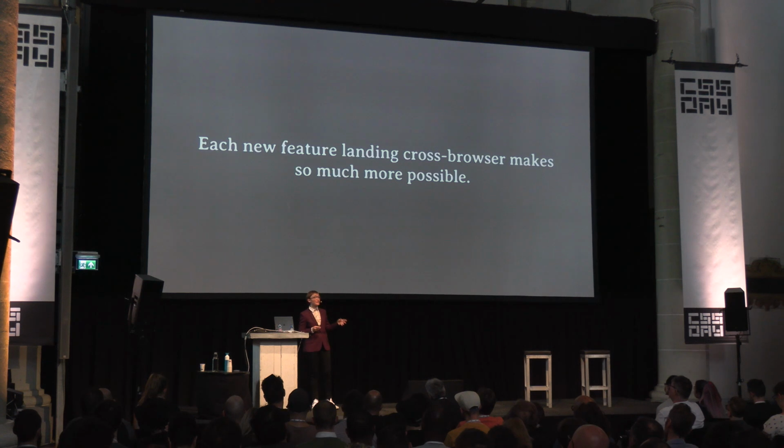But also, each new feature that lands cross-browser makes so much more possible. Each thing is a multiplier. If we get Subgrid, that's going to make Grid better. It's going to make other things better. What about when we get Subgrid and we get container queries? How many things are then going to be enabled? How much creativity have we got? How many problems can we solve? Each of these things, as it comes together with other things, to me is the most exciting thing about this stuff.